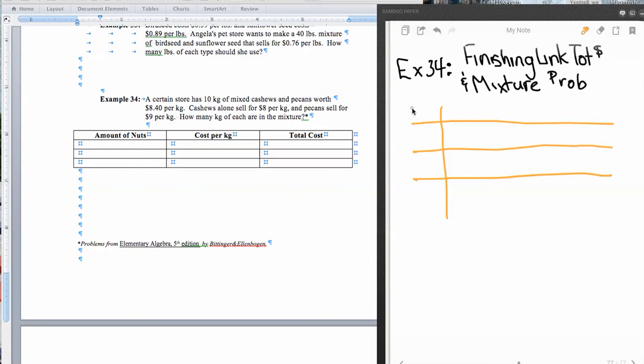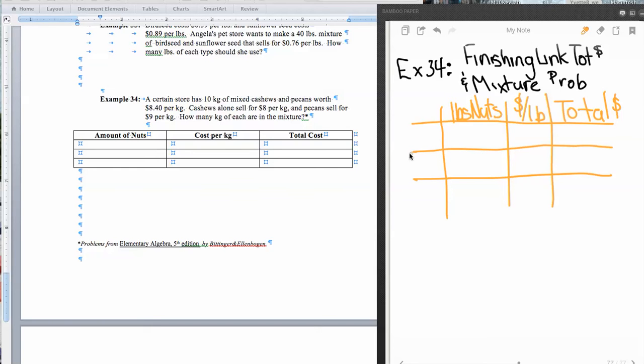So we basically have the amount of nuts, and we'll call this pounds of nuts here, and then we have the value per pound in our second column, and then our third column of course holds our total value. And then what we have to do is read the problem in order to find these different things.